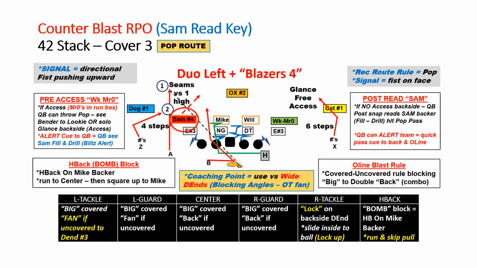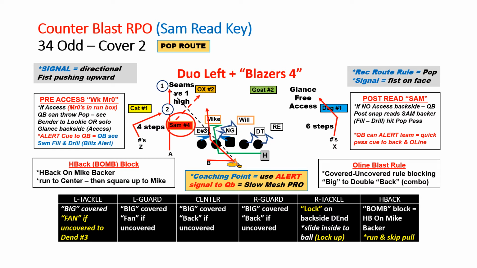Counterblast RPO, 4-2 stack, cover 3. All right, third defense is a 34 odd, cover 2. Again, odd means the guards are uncovered. Cover 2, we've got 2 high safeties, and the corners are responsible for the flats.